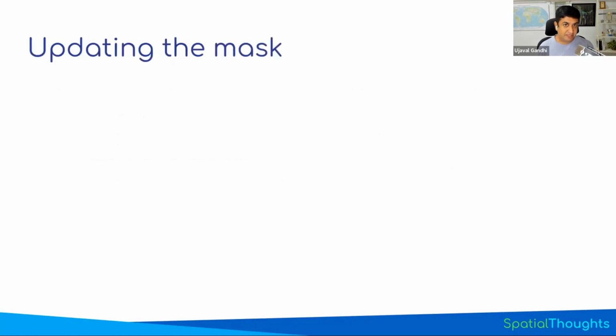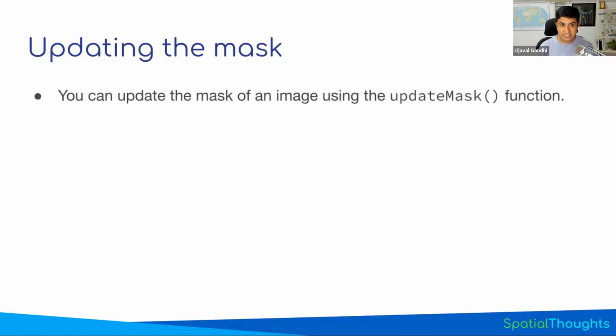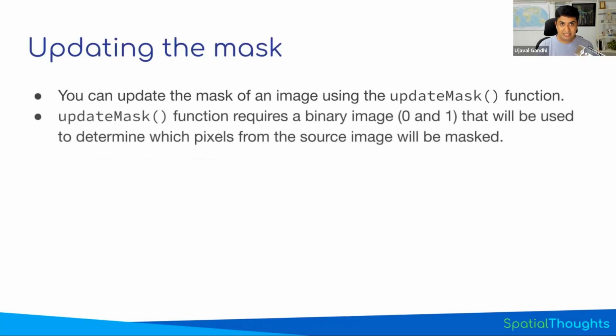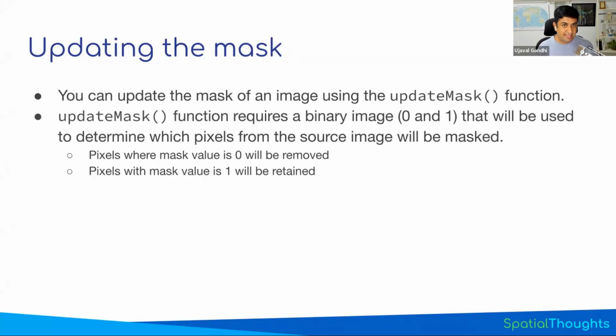Sometimes you may have to update a mask. You want to remove certain pixels from an image, so you can do that using the .updateMask function. This updateMask function will take another image which is 1 or 0. Wherever the pixel values are 1 in the mask, those values will be retained. Wherever the mask image is 0, those pixels will be removed from the image and set as no data. Let's understand this visually.